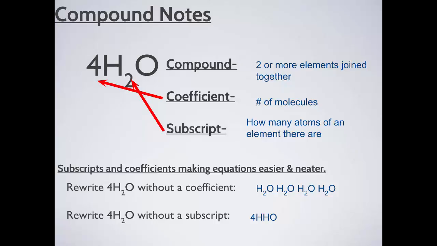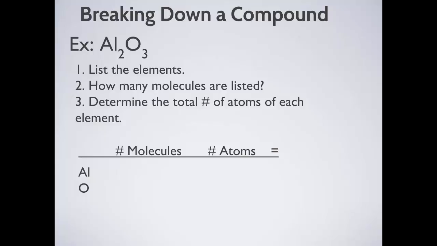There are other ways to show compounds as well, showing the bonds, showing electron dots representing the electrons, showing 3-dimensional models of a compound. We won't get into all of that. You will in high school. But this is what we need to understand for now, what those coefficients and subscripts actually mean. So we're going to start by saying, okay, let's break down a compound at first to figure out how many atoms of each element are present.